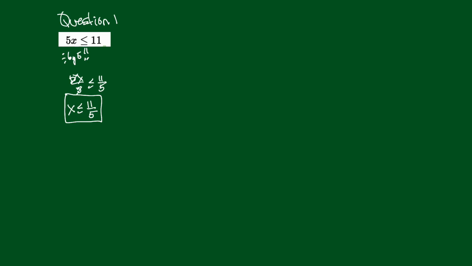Now, we're supposed to graph this solution, so I'll draw a number line. Now, I'm just going to say here's 11/5. It's less than or equal to, so I'm going to draw a closed circle at 11/5. And what we're looking for are all the values of x. Where is x? Well, x has to be to the left of 11/5. So all the x's are going to be down here.